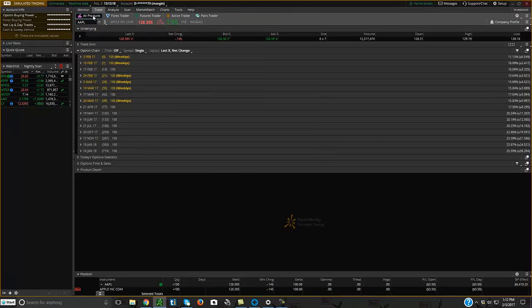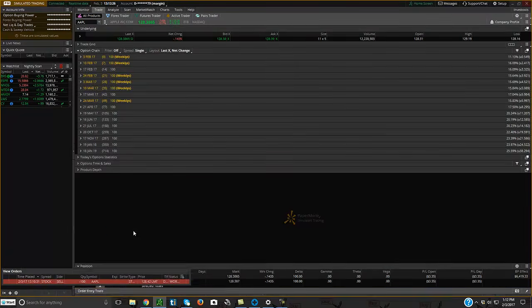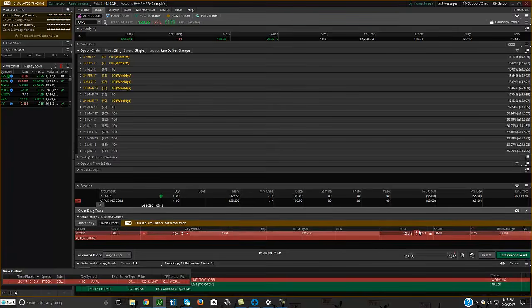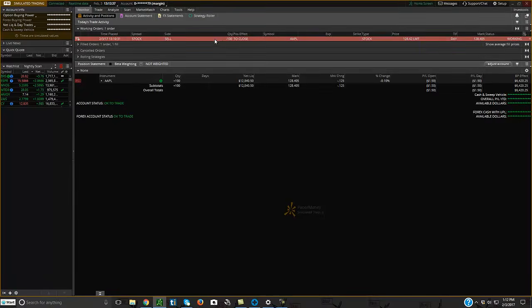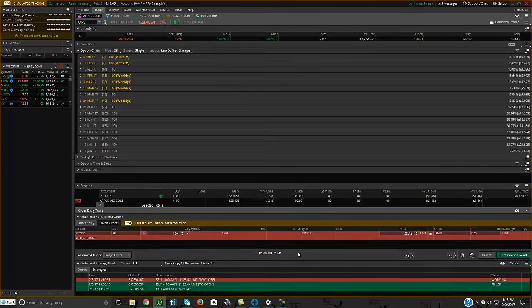So you come down here to trade, I double click on sell, and then I can see it down over here. I right click on it, cancel and replace order, and then I can change it this way, right? So I can change it from the trade tab, or I can go over to monitor. I can see my order up here. I can see how I have my shares down here. All I would do is right click up here, cancel and replace order, and then I can sell it that way as well.